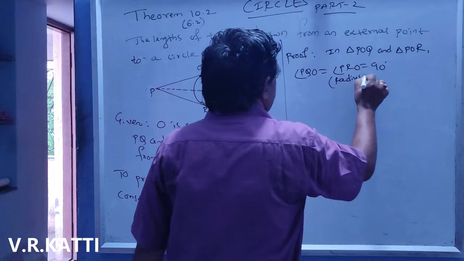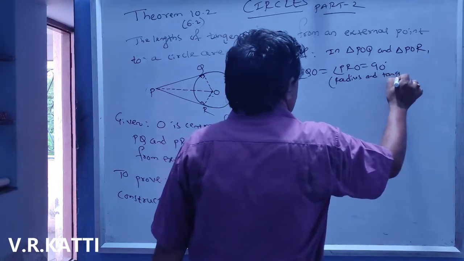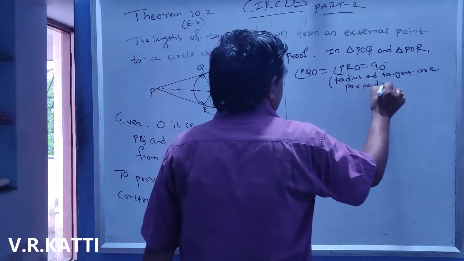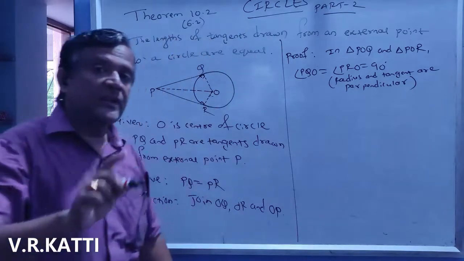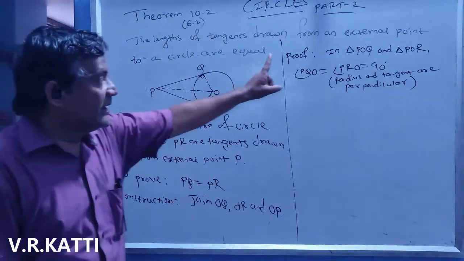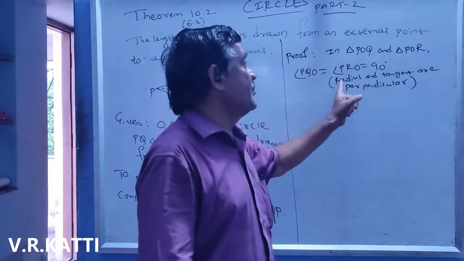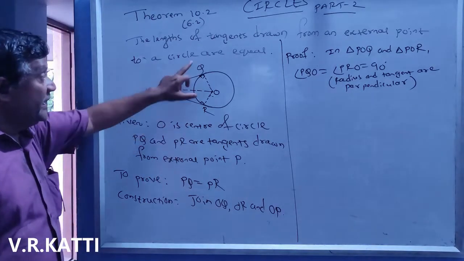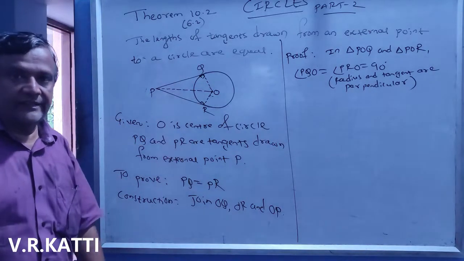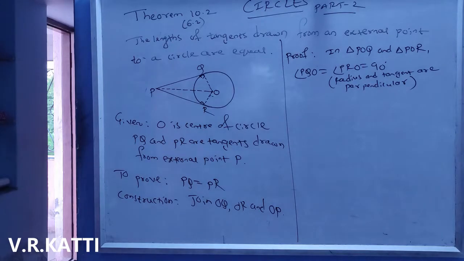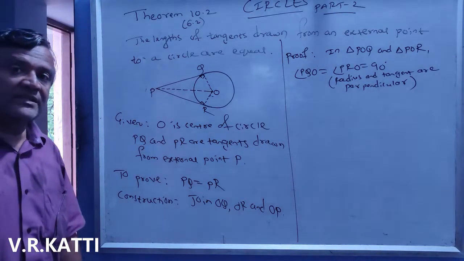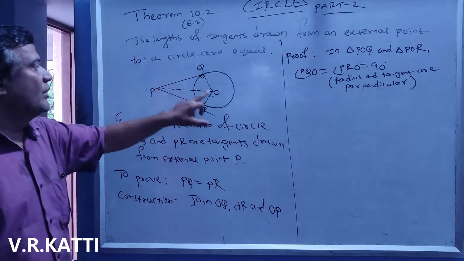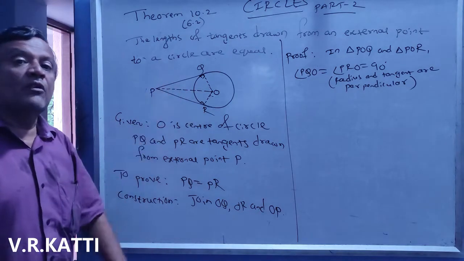Reason: radius and tangent are perpendicular at the point of contact. So, PQO and PRO are 90. And students, which is a common side? How to find a common side? OP is a common side. Here, in POQ and POR, OP is a common side.